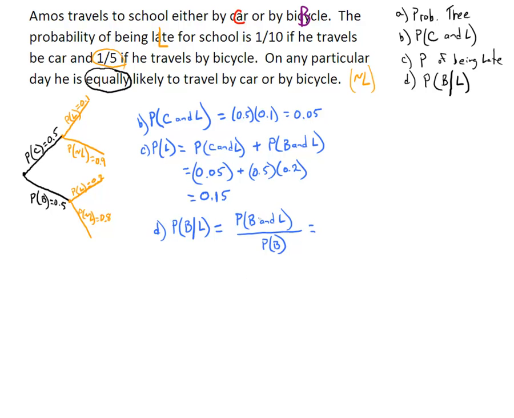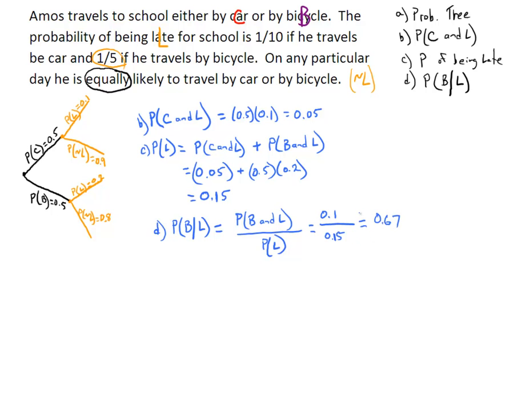So B and L, that's rode his bike and was late. We just did that right here. That was 0.1. Probability of taking his bike, well, that was 0.5. So the probability, oh, and I got that backwards. I knew that wasn't making any sense. What I have a calculation here for is the probability of bike and late given that he took his bike, but that's not what we want. We want given that he was late. So we're dividing by 0.15. Right? Because this here was the probability of being late. And that means the answer is 0.67, or 6 repeating.